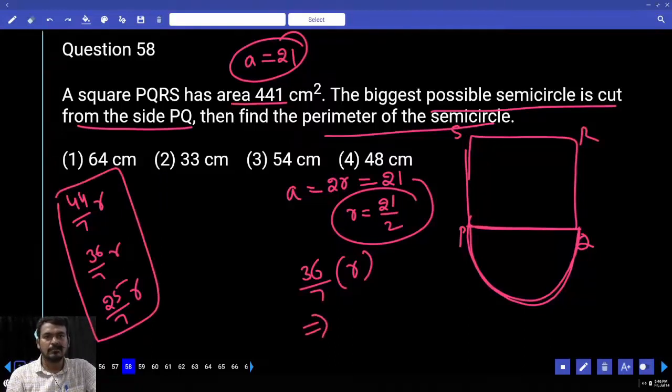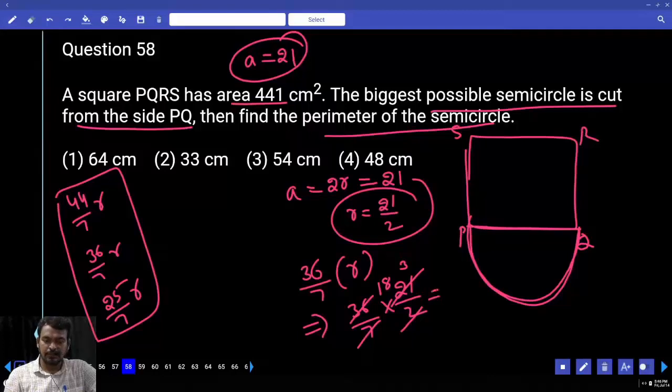Substitute the radius: 36 by 7 into what is the radius? 21 by 2. 7 how many times? 3 times. 2 how many times? 18. 18 times 3 is 54.